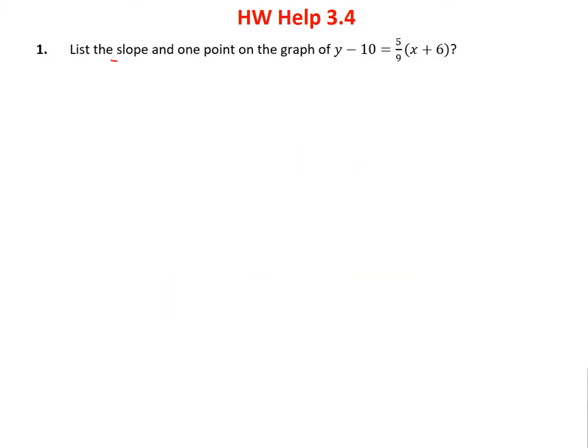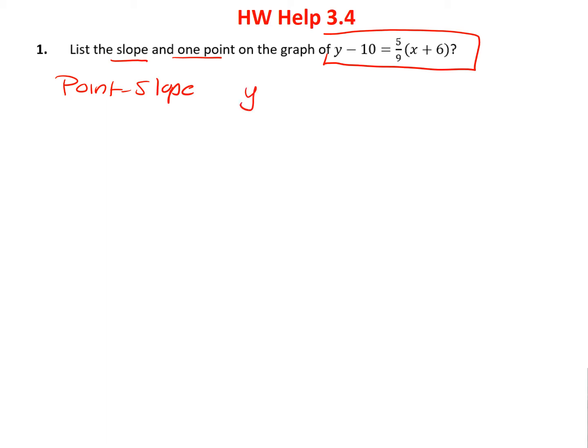Problem 1 says to list the slope and 1 point on the following graph. Now, if you look at this equation here, you'll notice that it's already in what we call the point slope form, which looks like this: y minus y1 equals the slope times x minus x1. So when I line this up, I can see y minus 10 equals 5/9 times x plus 6.